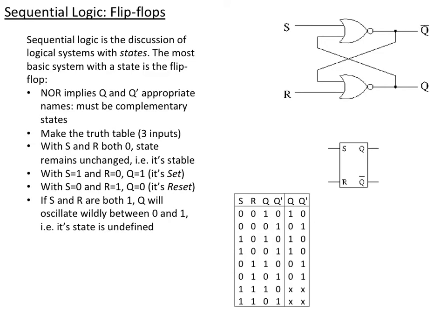By the way, S stands for set. When we make set high, we know Q will be set. When we reset it, R is for reset, we know that we're going to set Q back to 0.